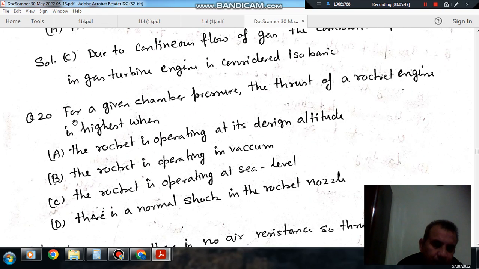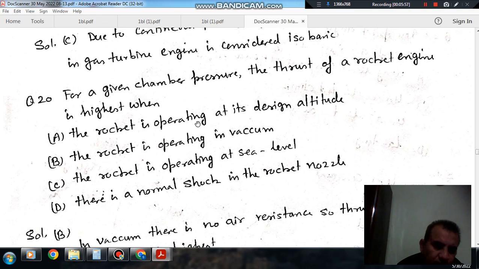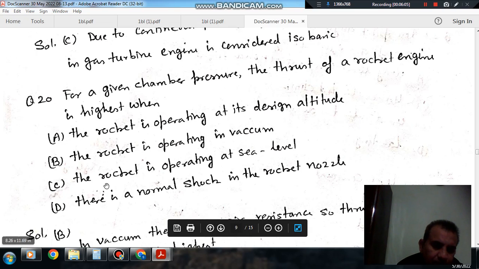Next, question number 20. For a given chamber pressure, thrust of a rocket engine is highest when option A, rocket is operating at its design altitude. Option B, rocket is operating in vacuum. Option C, rocket is operating at sea level. Option D, there is normal shock in the rocket nozzle.